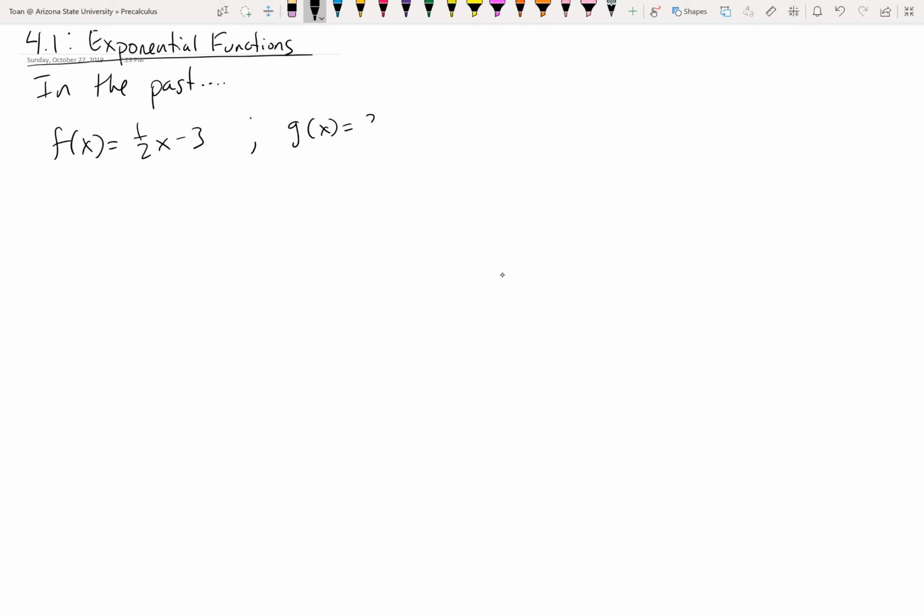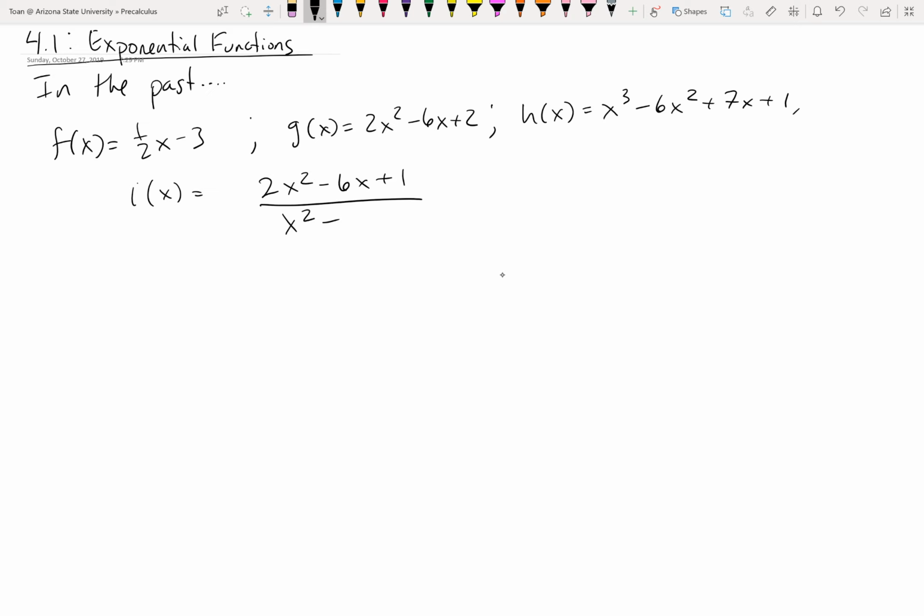g of x equals 2x squared minus 6x plus 2. That's a quadratic function. That was part of unit 3, I believe. And all polynomial functions. Here's an example of a cubic: x cubed minus 6x squared plus 7x plus 1. And in the same unit, we talked about rational functions, which was just two polynomial functions divided by each other. I'm literally just writing down random letters and numbers here. And heck, we even did square root functions, radical functions, say, the square root of x plus 2 minus 1.